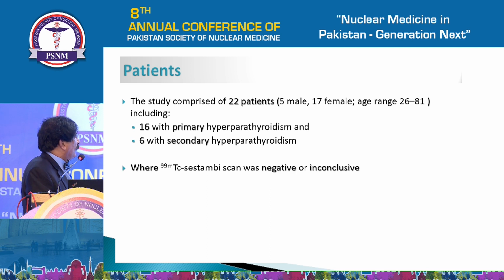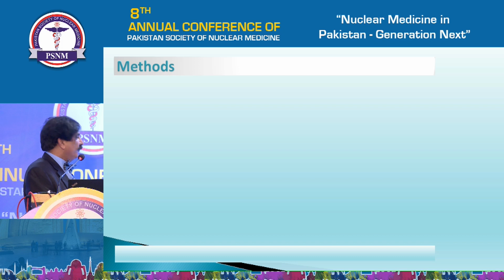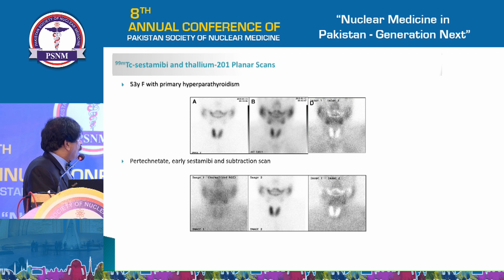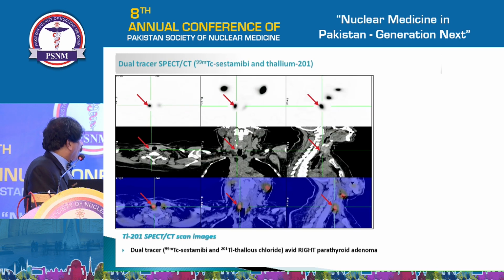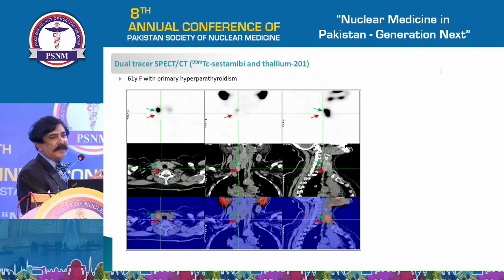There were 22 patients, 16 primary and 6 secondary, where the sestamibi scan was negative or inconclusive, or where additional lesions were suspected on structural imaging. And these are the imaging techniques. Here we have the planar images being negative, but when you do a technetium MIBI scan, you see a right-sided parathyroid adenoma, and a thallium scan again shows a right-sided parathyroid adenoma. So with dual tracer, MIBI and thallium chloride avid right parathyroid adenoma, both the MIBI and the thallium were equally effective in localizing the adenoma.